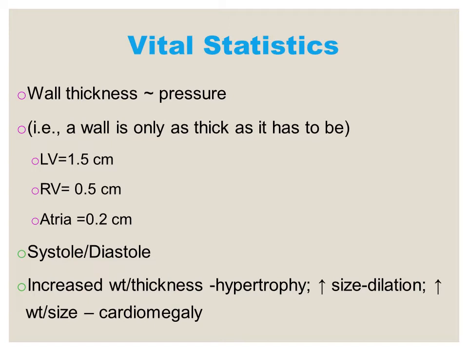Whenever there is an increase in the weight of the heart and thickness of the cardiac wall, this condition is referred to as hypertrophy. Whenever there is an increase in the size of the heart or the cardiac chambers, this entity is referred to as cardiac dilatation. And whenever there is an increase in the cardiac weight and an increased size in combination, the entity is referred to as cardiomegaly.